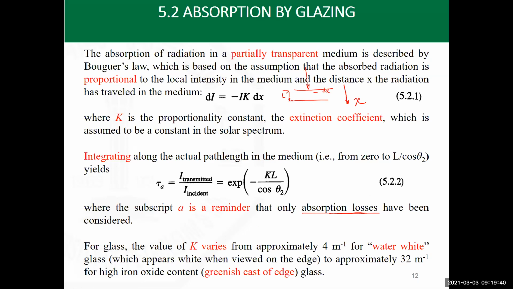When you have a plate of glass and you are looking at its thickness, what we see normally in the market is that when you look at the edge, you find a green line with green color. This means that the kind of glass which is available commercially has a greenish cast at the edge, which is basically the high iron oxide content of the glass.